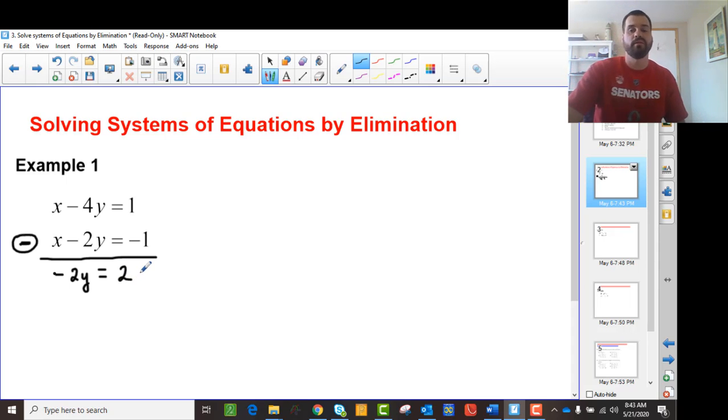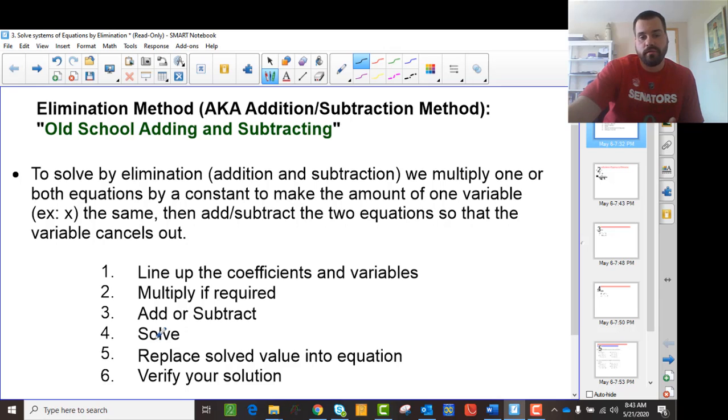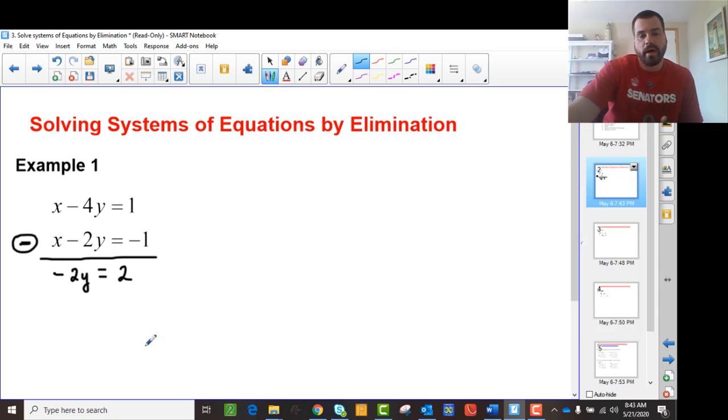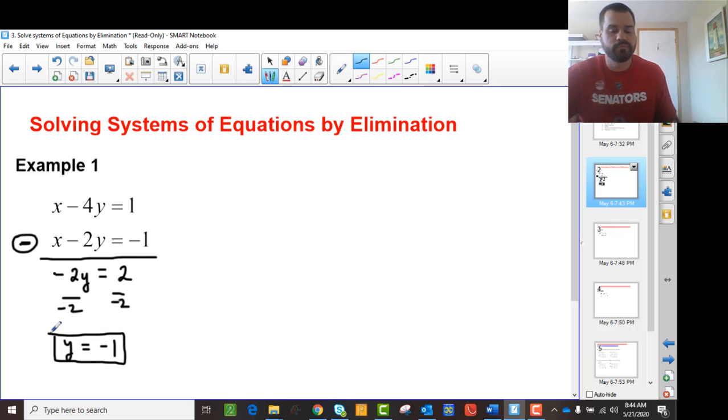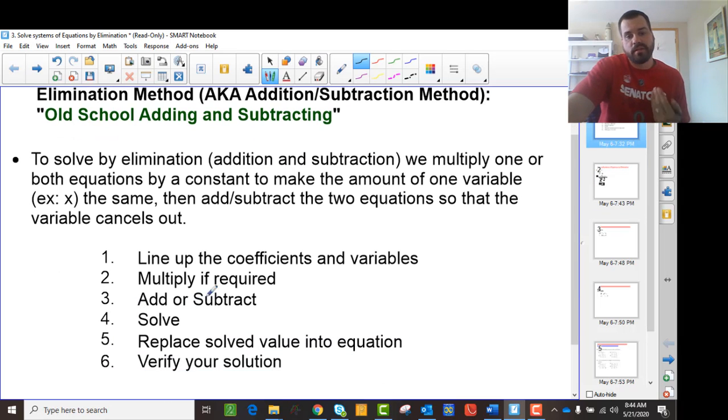So I add them together or subtract them so that the variable that you're trying to get rid of is eliminated. That's why it's called elimination. And in this case, the x's are eliminated. Then we solve. Okay? So now we go back and we say, well, if minus 2y is equal to 2, then we just divide by minus 2, and y becomes minus 1. Right? So I solve. Then I replace that solved value into an equation to find the other value.